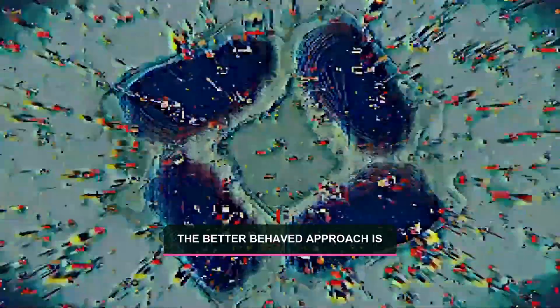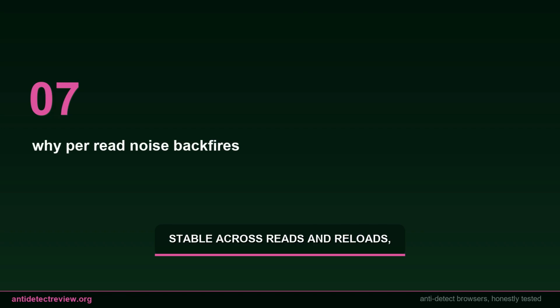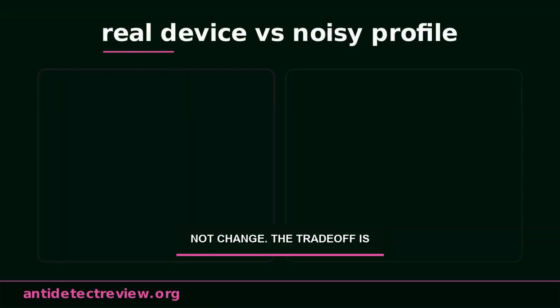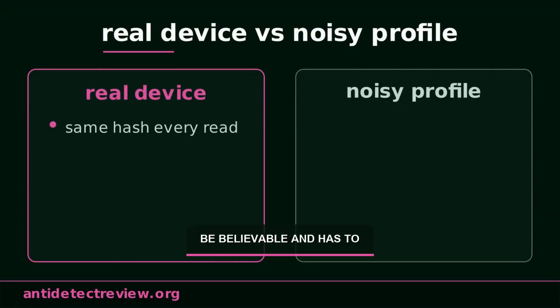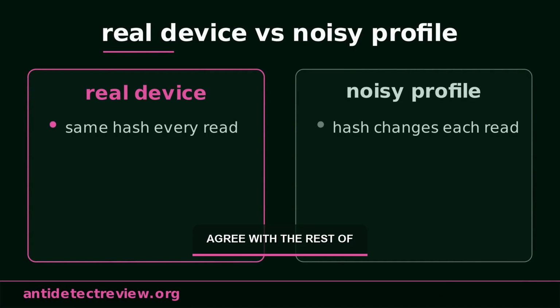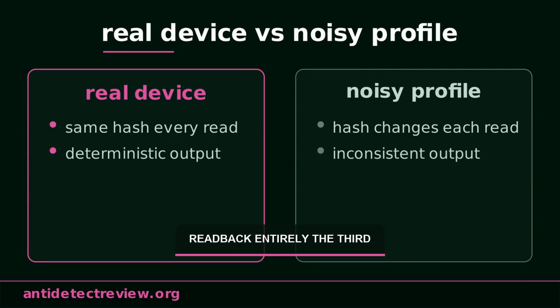The consistent spoof approach. The better behaved approach is a consistent per profile value. The browser picks a plausible fingerprint for the profile once and returns that same value every single time, stable across reads and reloads the way real hardware would. This looks far more natural to a detector because it has the property that matters most. It does not change. The trade-off is that the value has to be believable and has to agree with the rest of the profile, which is harder than just scattering randomness.